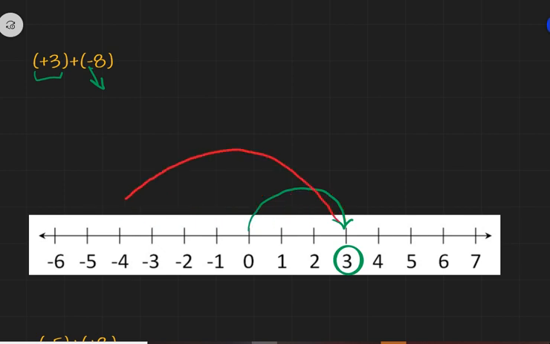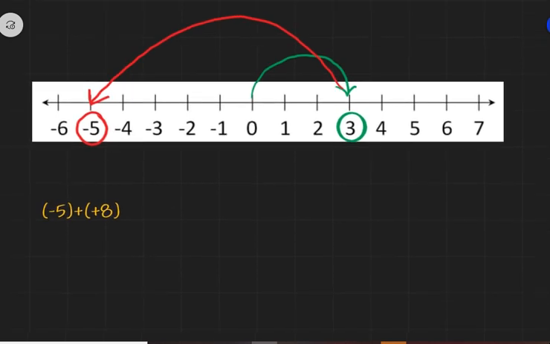Means, we'll directly jump to the number which comes after counting 8. So, we'll reach at minus 5. So, we'll get minus 5 after adding minus 8 to plus 3.